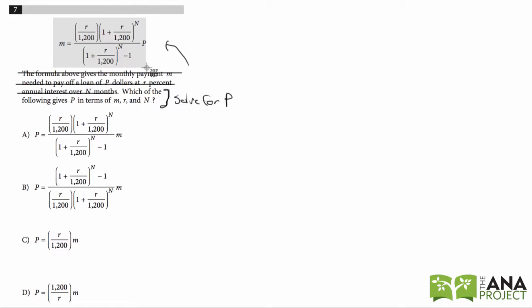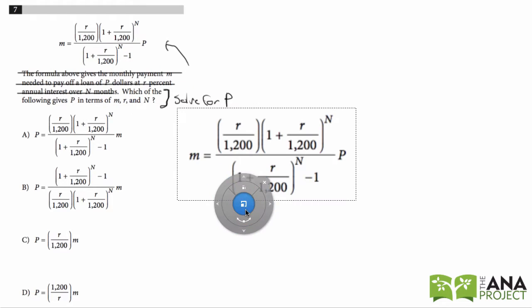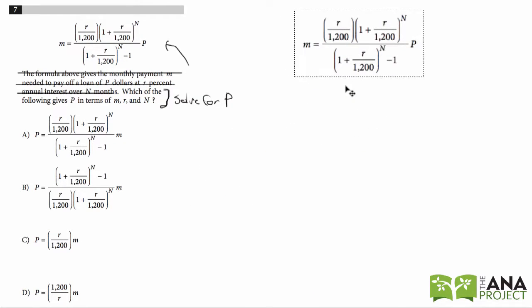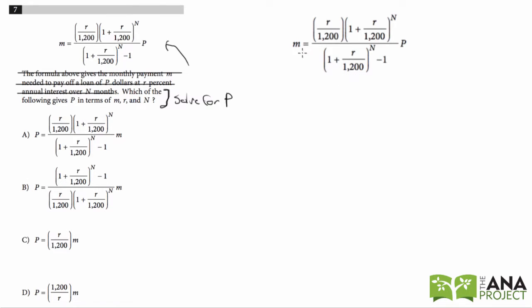Now you may look at this equation and be like, oh my God, how am I going to do this? It's actually not as bad as you think. So this is M equals this nasty thing divided by this nasty thing, times P. Let's say this top part, the numerator, r over 1200 times 1 plus r over 1200 to the nth power, was just 3. Divided by, and let's say this, 1 plus r over 1200 to the n minus 1, was 4.